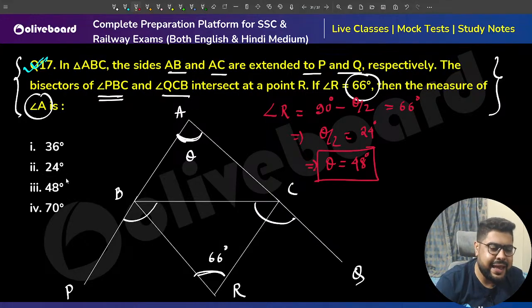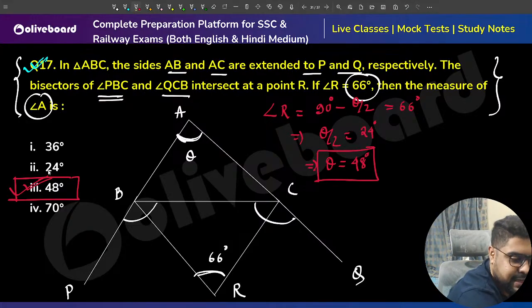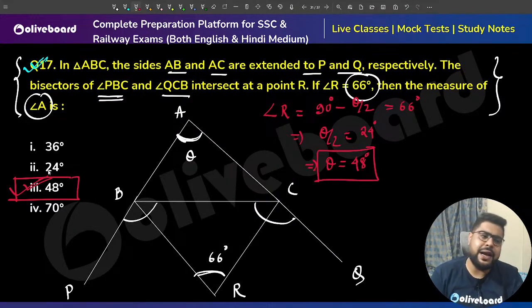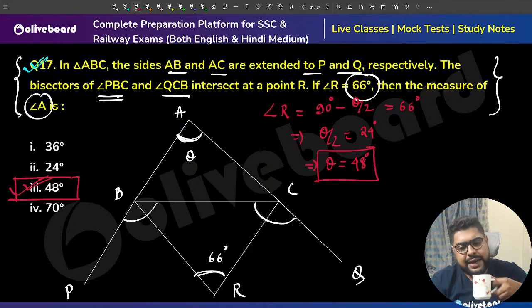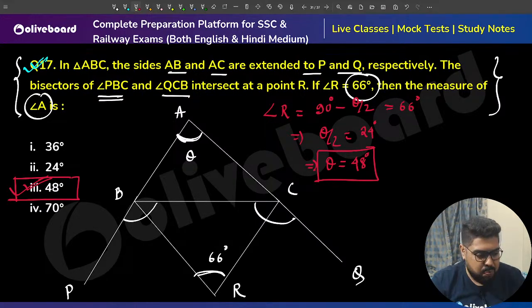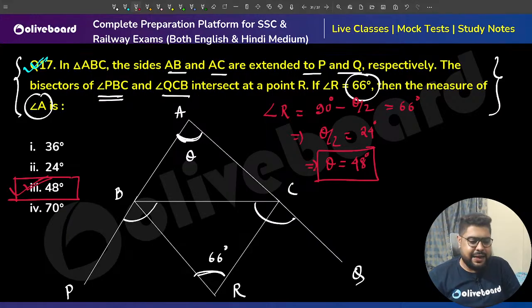And that is exactly what they had asked for, the value of angle A. That is option number 3. Clear, everyone?